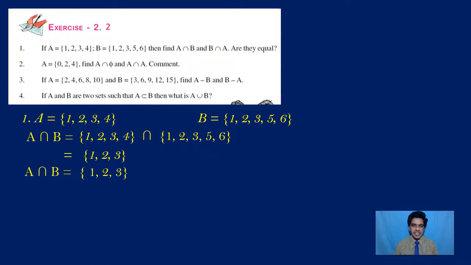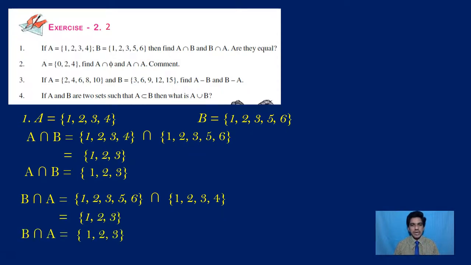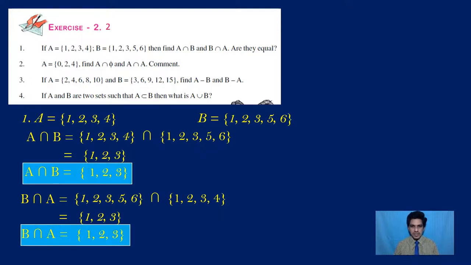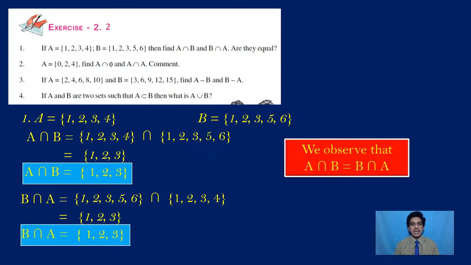Let us find B intersection A now. To calculate B intersection A, first we have to write B, which is set of 1, 2, 3, 5, 6, intersection set of 1, 2, 3, 4. Now let us have a look at these two sets and identify the common elements. The common elements we have are 1, 2, 3. So we got B intersection A is equal to set of 1, 2, 3. If you observe the two answers, we can clearly state that A intersection B is equal to B intersection A. This is true for all sets.